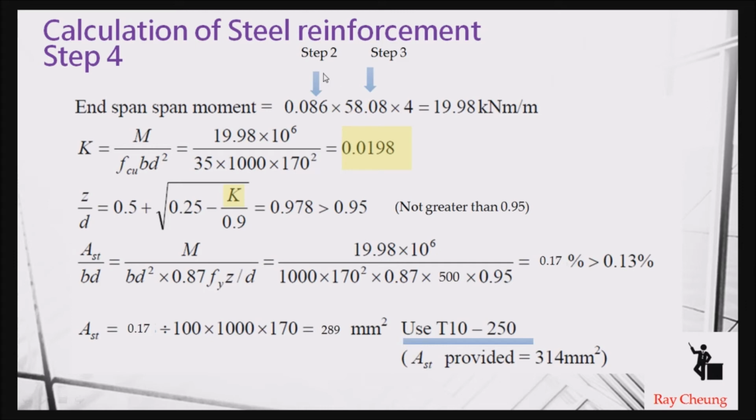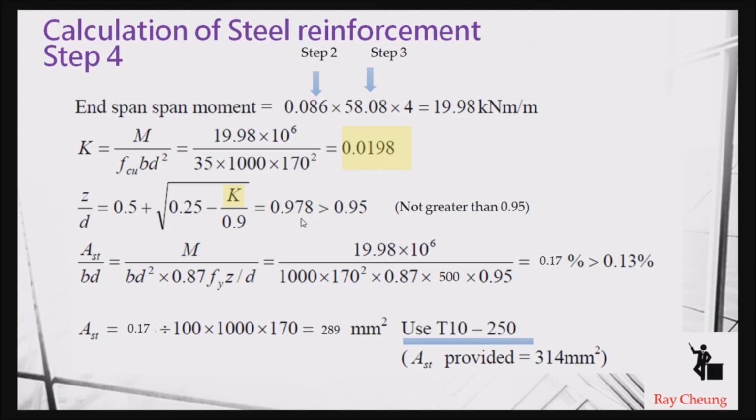Just remember to take the values from step 2 and step 3. We can easily find out the moment. And based on this formula, just put in the figures. Fcu is the concrete strength. d is already calculated previously, and you can just put in everything. And then you just do the same for the K value. I highlight it together. Just put this 0.0198 inside.